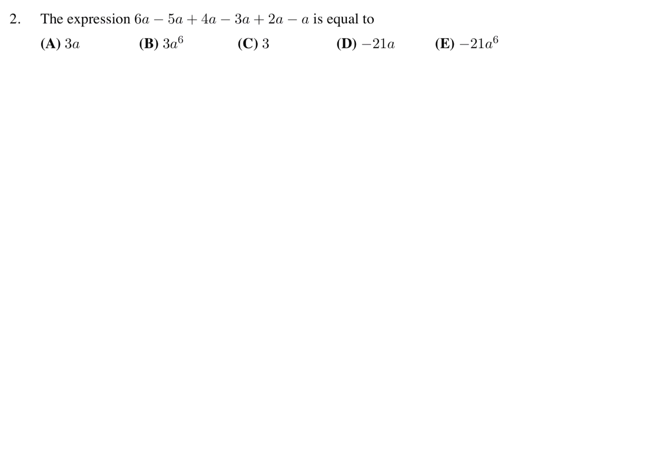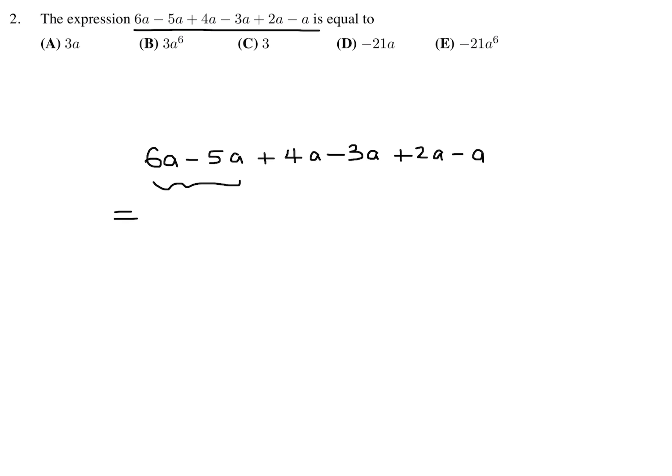The expression is equal to, well, 6a minus 5a, 4a minus 3a, 2a minus a. Each of these look like they just become a's, and you add them up and you get 3a. So number 2, the answer is A.